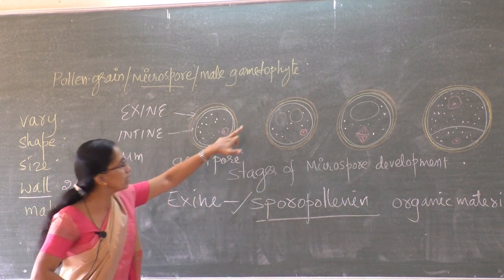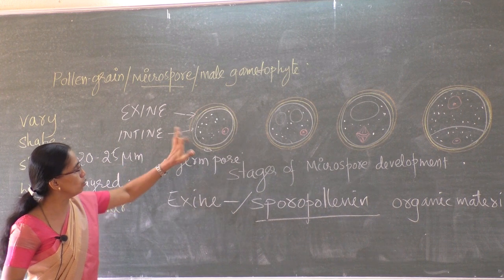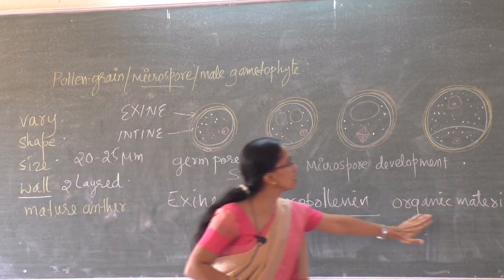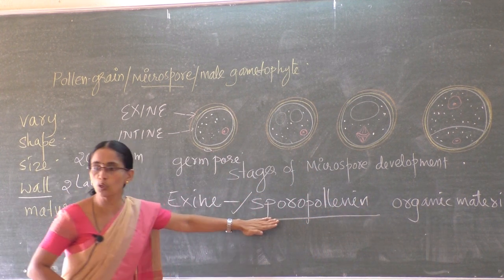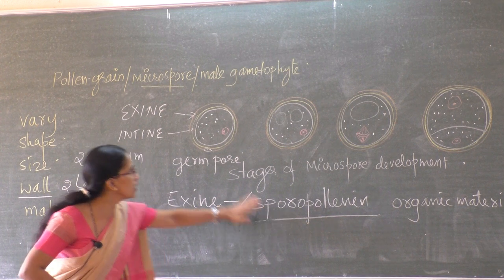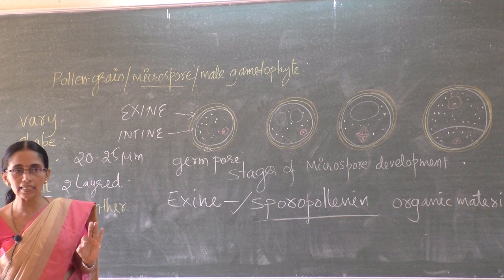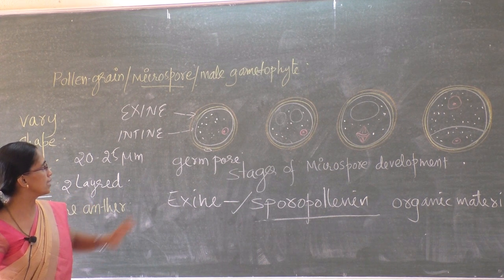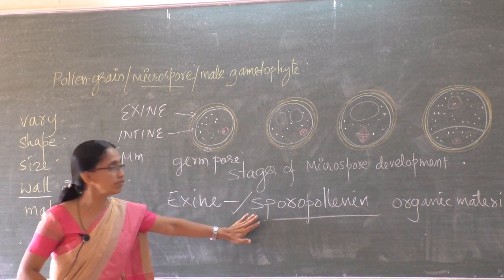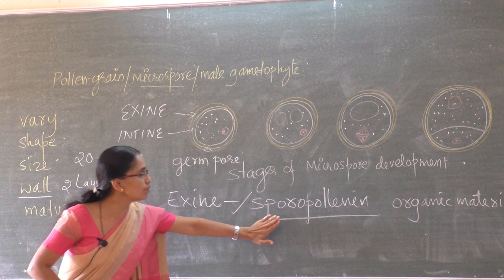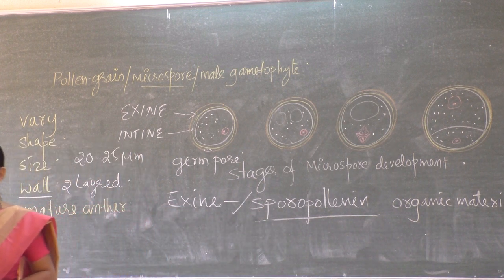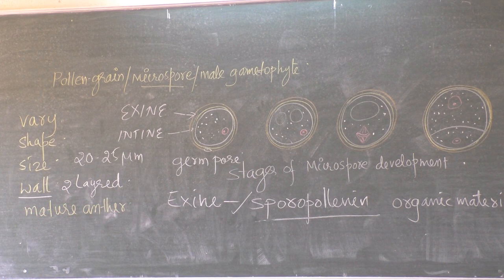So exine is a tough, protective layer made up of the highly resistant organic material sporopollenin. Because of this, it cannot be easily destroyed by higher temperature, alkalis and strong acids. No enzyme is known which can degrade this, and because of it, pollen grains can be stored like fossils.